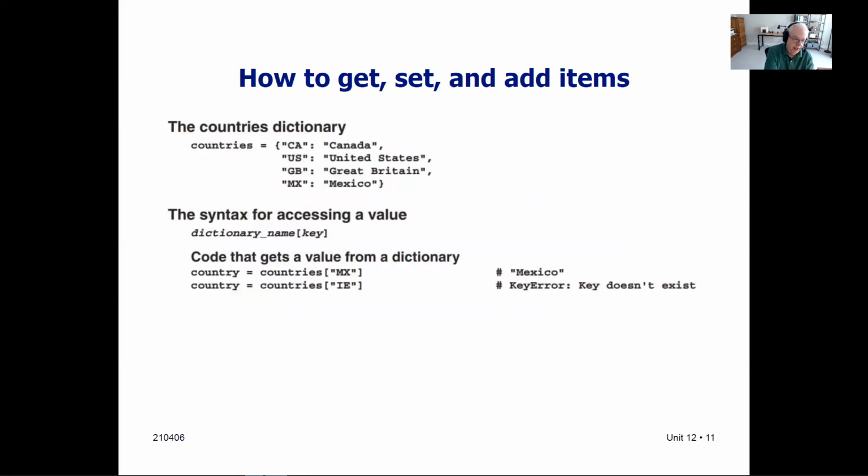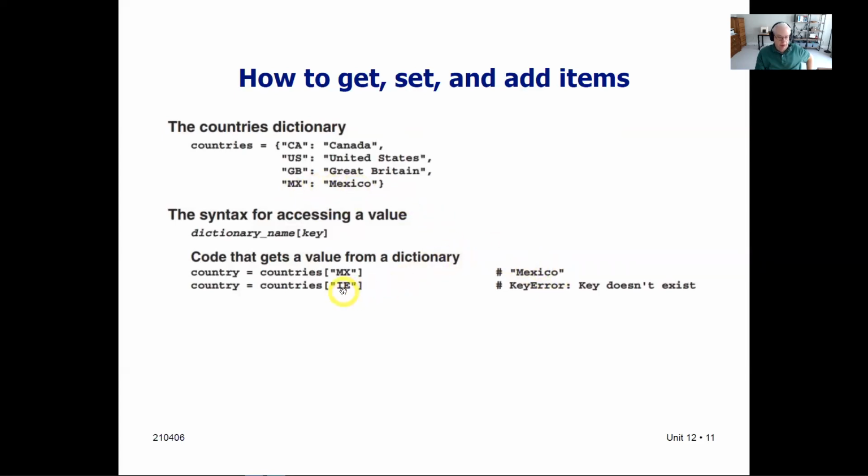So as an example, we will keep generating different dictionaries here. A countries dictionary has a bunch of codes for a bunch of countries, okay? And the syntax to reference any of those values is the name of the dictionary and then the key inside square brackets, okay? So if we wanted to get the value, and it's really not a method, it's just a statement. So country is going to equal, from the countries dictionary, code MX, which is going to return Mexico. We see it right here.